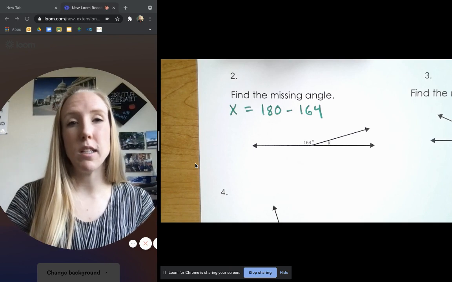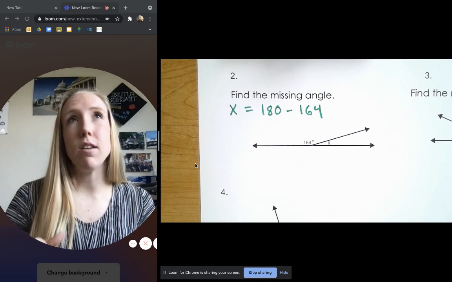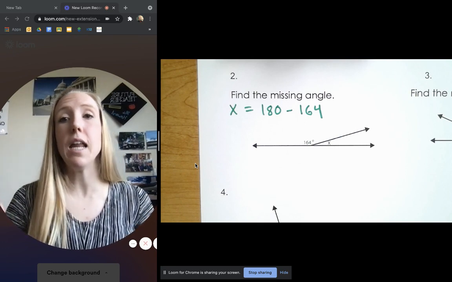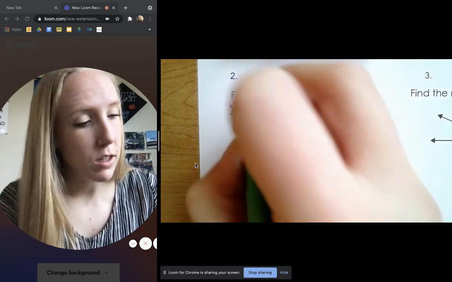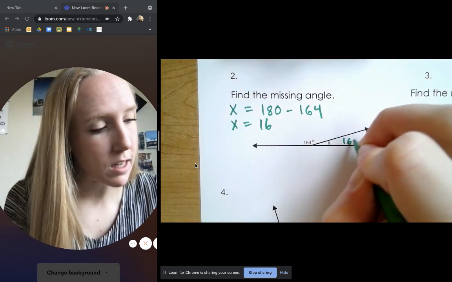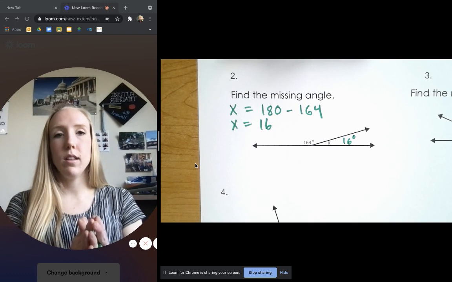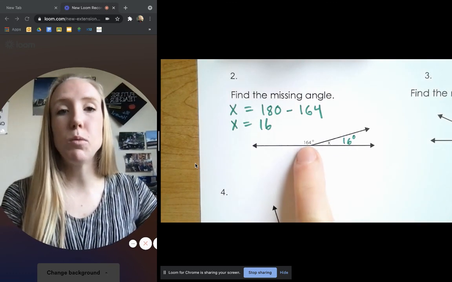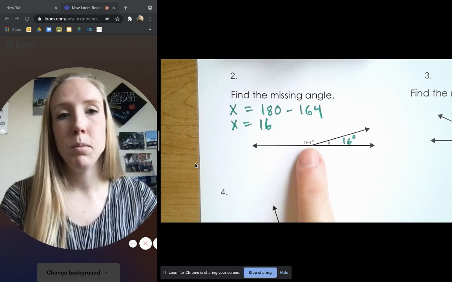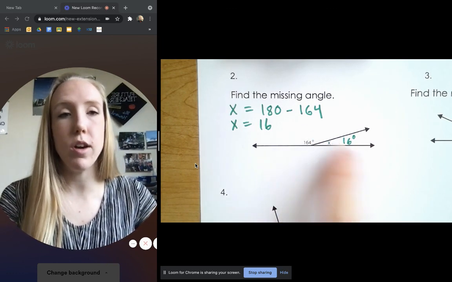I could do this in parts. I could say, okay, I know that I would need 6 more to get to 170, then 10 more to get to 180. So the x is 16 degrees. So I'm going to write in here 16 degrees. Okay, because 16 plus 164 equals 180. The whole thing is 180.